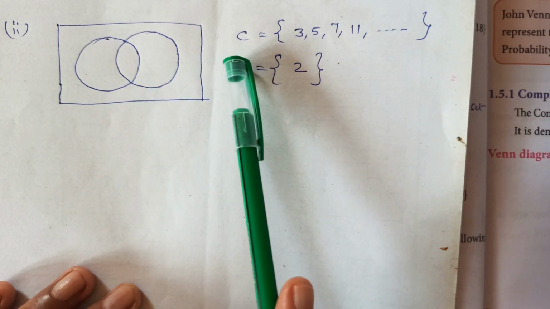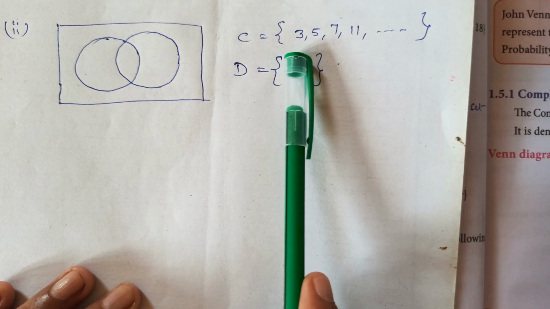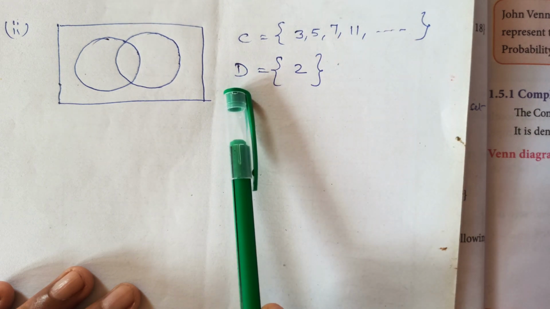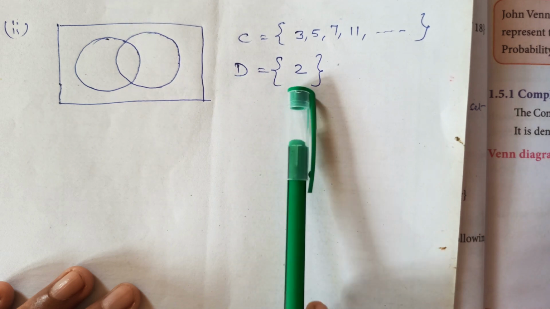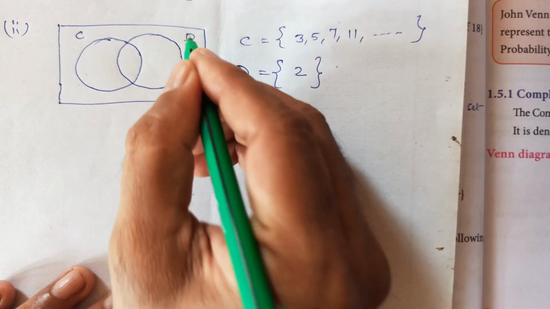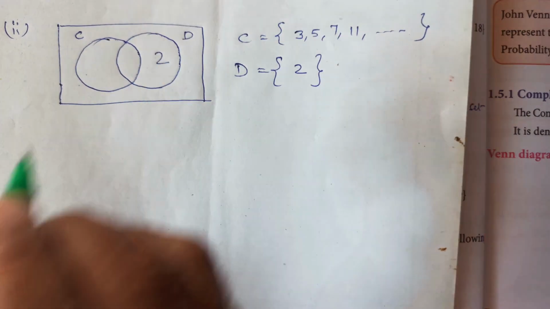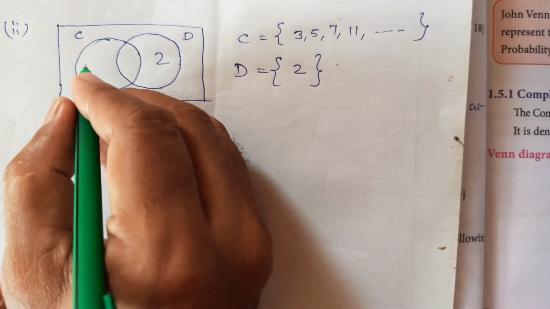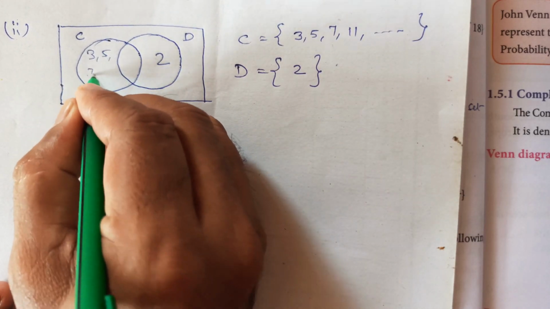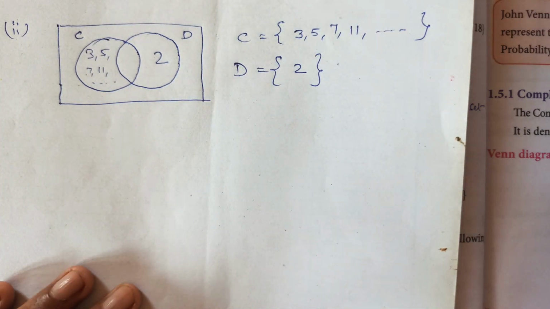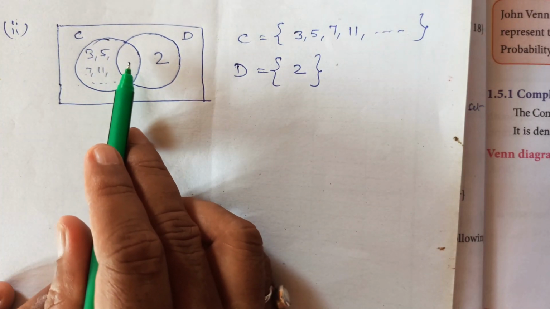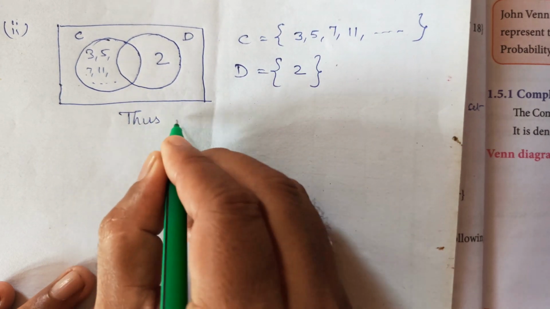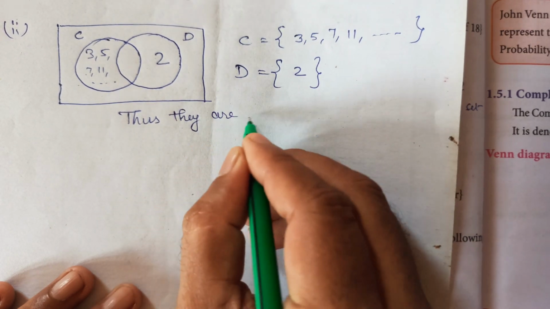According to the given question, greater than 2 we can write all the prime numbers as 3, 5, 7, 11 and so on, and the even prime number is only 2. If I write C here and D here, 2 is not there in C, so we write all the elements separately here: 3, 5, 7, 11, and so on. As you can see, the overlapping part is empty, hence they are disjoint sets.